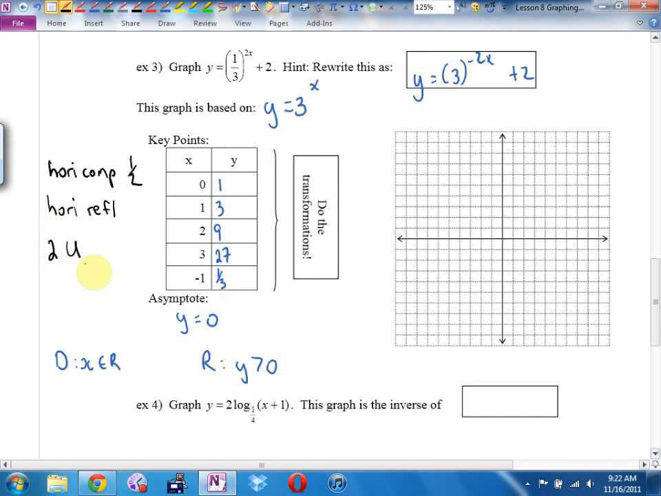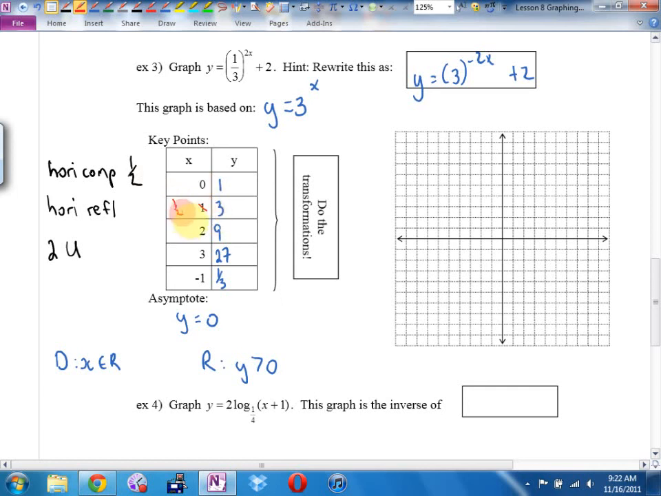Now, remember, Cassandra, anything with horizontal only affects stuff with an X in it. Anything with vertical only affects stuff with a Y in it. So now I'm going to fix my points. Horizontal compression by a half. That's the same as timesing by a half or dividing by 2. What's 0 divided by 2? Stays the same.